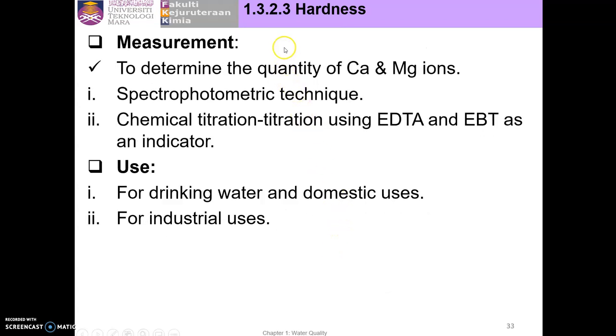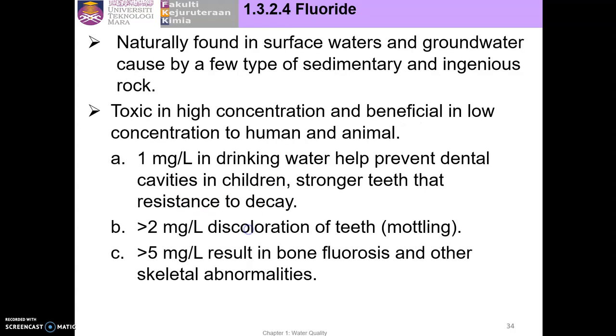This is the measurement of hardness. To determine the quantity of calcium and magnesium ions can be done by spectrophotometric techniques. The use of knowing hardness is for drinking water and domestic uses. So we need to know the concentration of calcium and magnesium in order to use the water as drinking water.